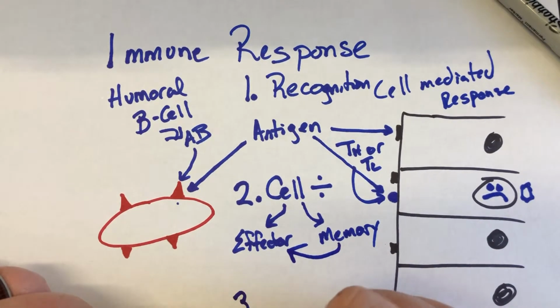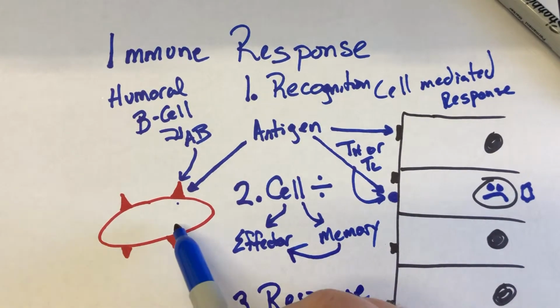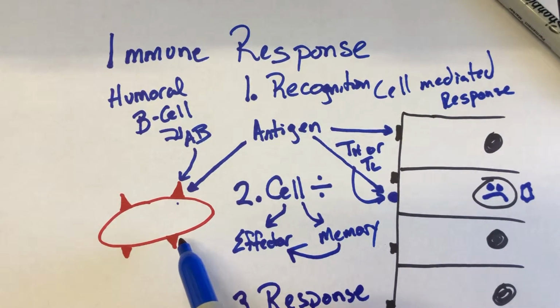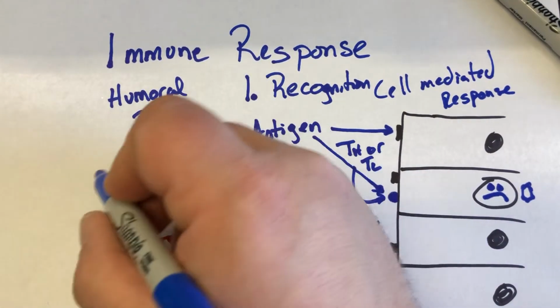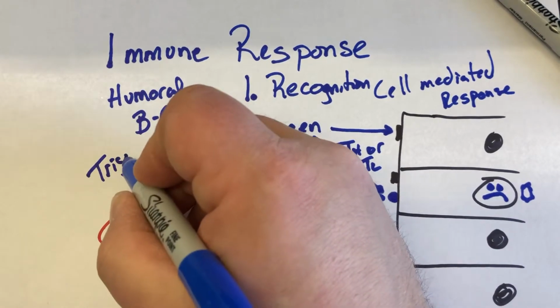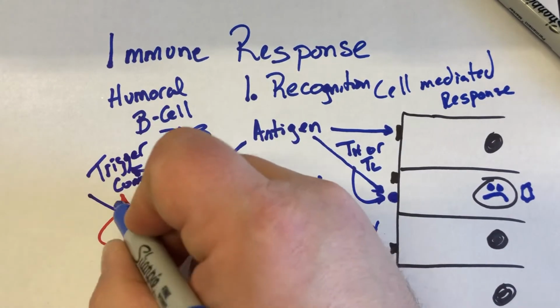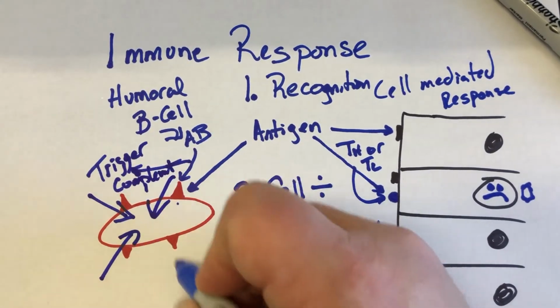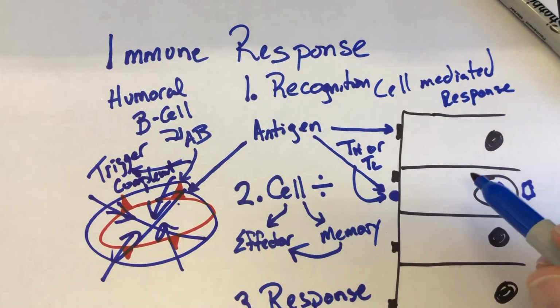And then the last step is the actual response. Okay. Now, in the humoral immune response, the antibody-mediated response, when the antibody binds, that triggers complement, and complement starts poking holes inside this bacterial cell until the bacterial cell breaks apart.